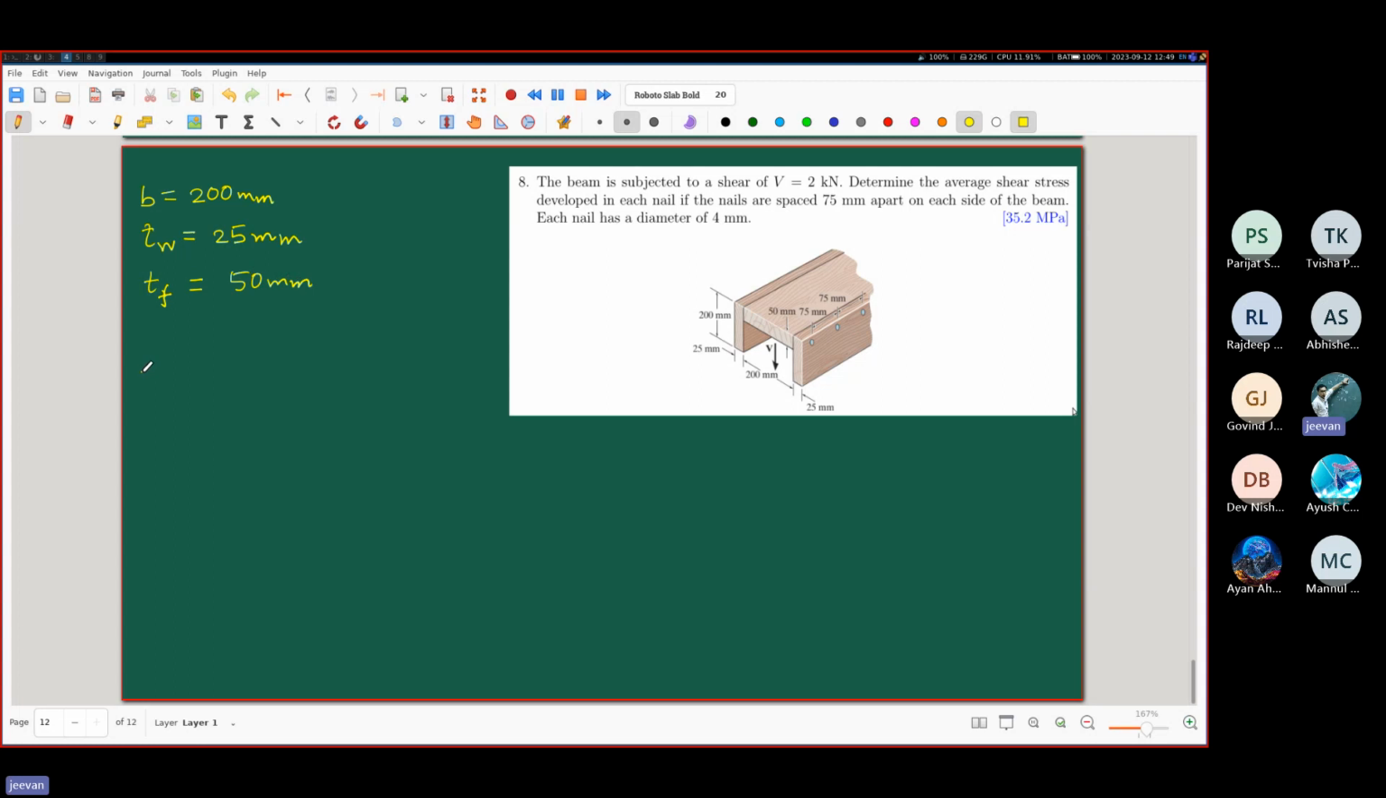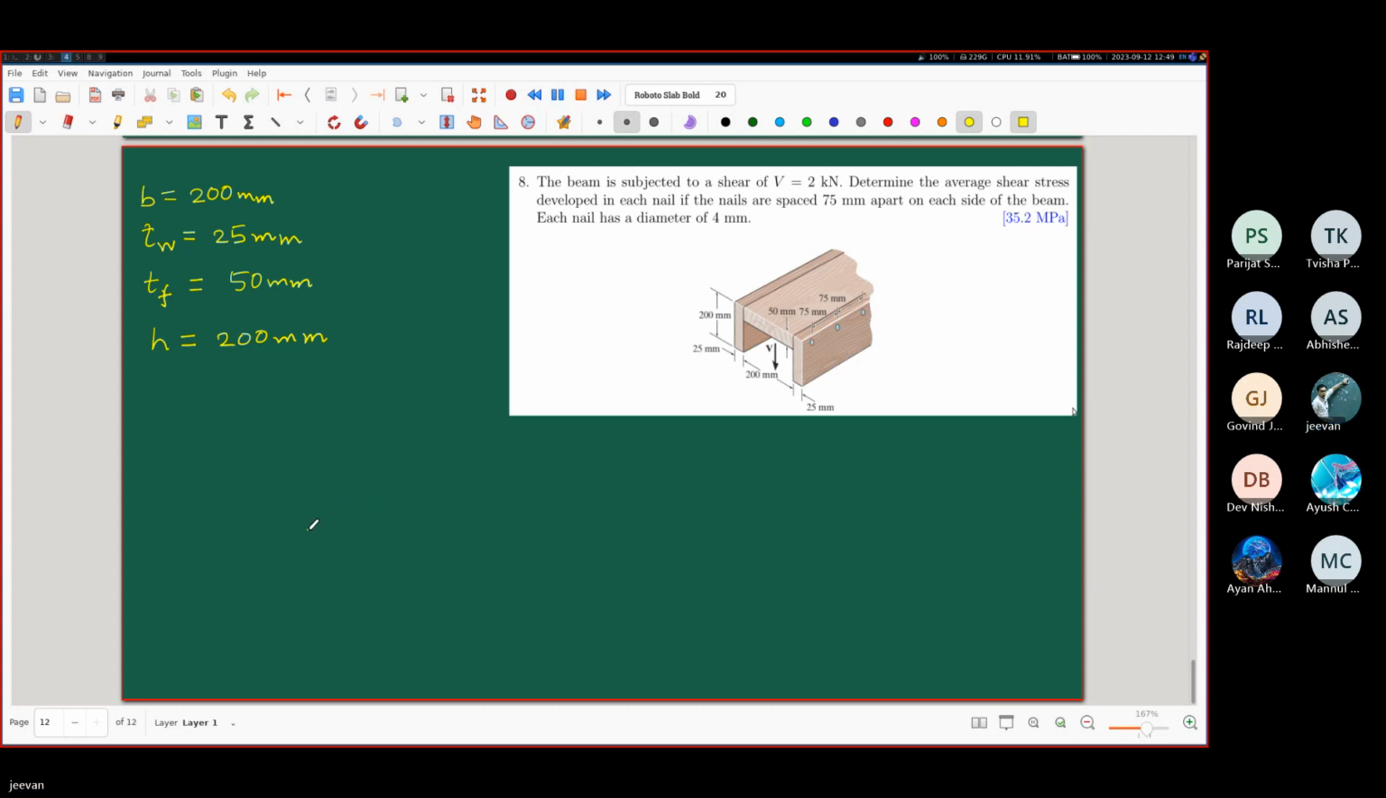Then what else do we have? Height. There is only one height, that is also 200 mm. Any other dimension that I have missed? I think I have covered everything. The distance between these things is given as 75 mm.